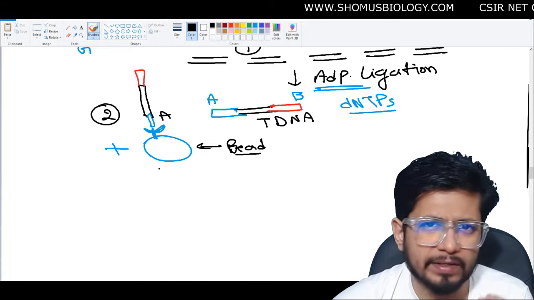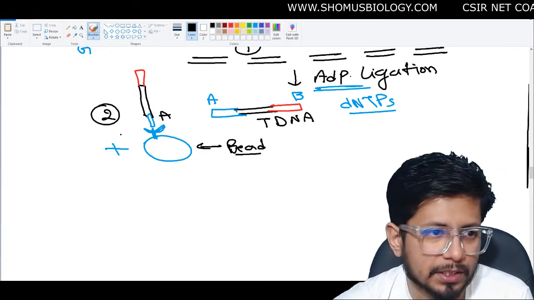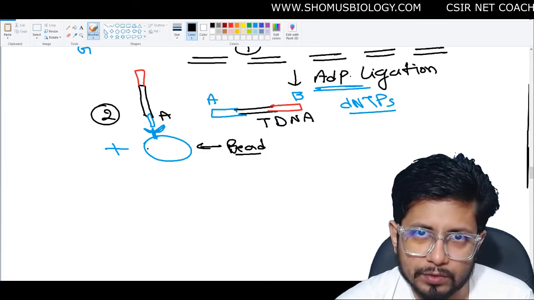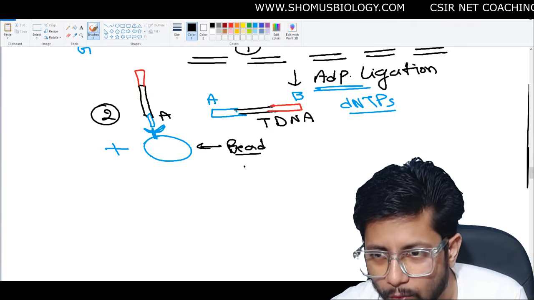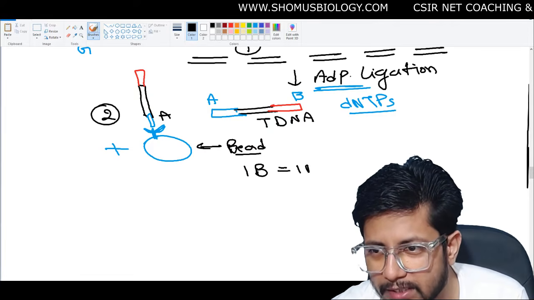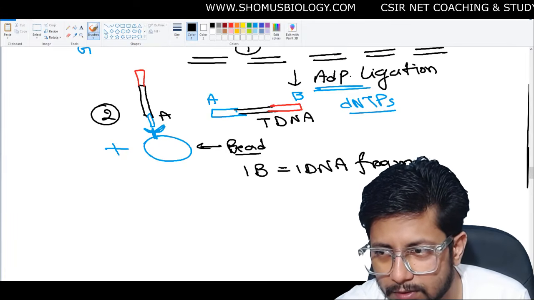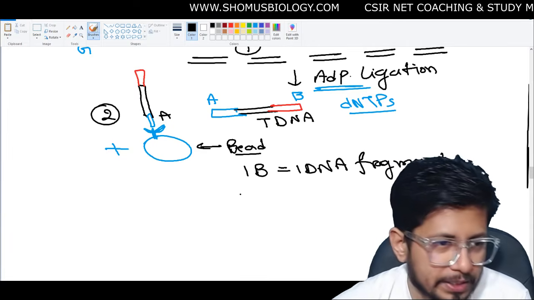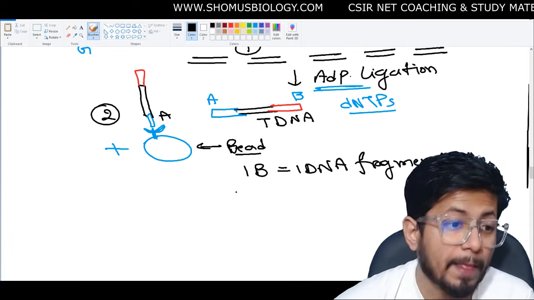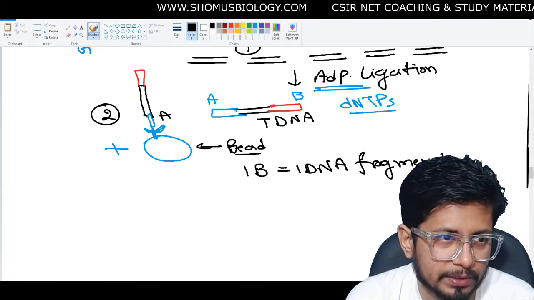Now the beads are very tiny, and individual beads will carry individual DNA fragments. So basically one bead, one DNA fragment. That is the rule. One bead, one DNA fragment. And we create that rule, and we continue with this rule.